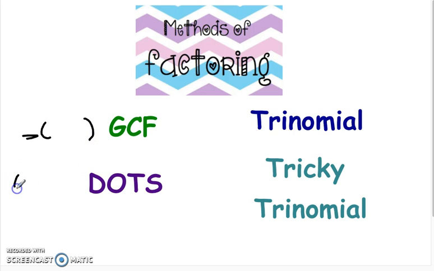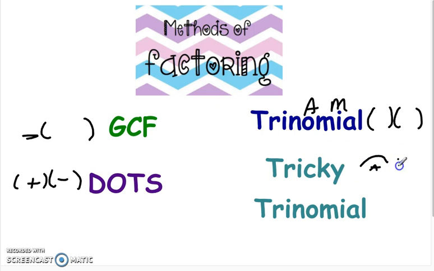When you factor by dots, you use the square root method, where you take the square roots, and you have two binomials, one with a plus and one with a minus. When you factor an easy trinomial, you do the AM, and then the answer will be two binomials. And when you factor a tricky trinomial, you do the arc and the AM, and again your answer should contain two binomials. So it's a very quick reminder.